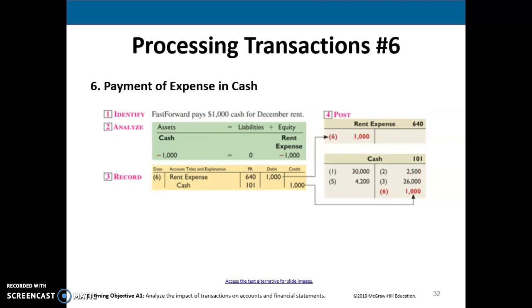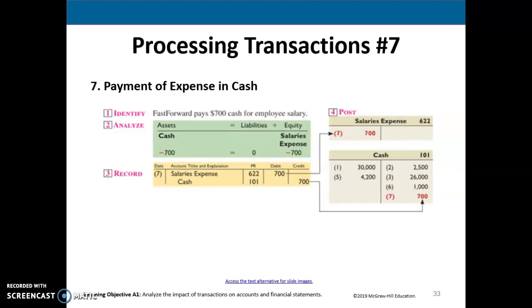If we look at transaction 6, we can see that we paid out $1,000 for December rent. So we had a rent expense and our cash decreased. The asset account cash decreased by $1,000 and the equity account rent expense increased by the same amount. We decrease the cash account with a credit and increase the expense account with a debit. So if we post those transactions, we're going to see that rent expense is posted on the left side as a debit and the reduction to cash is posted on the right side as a credit.